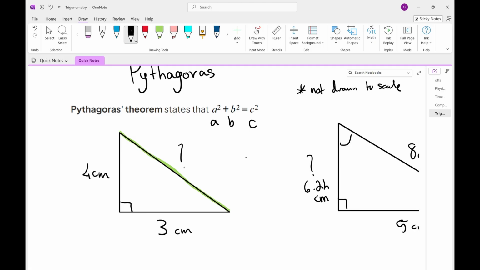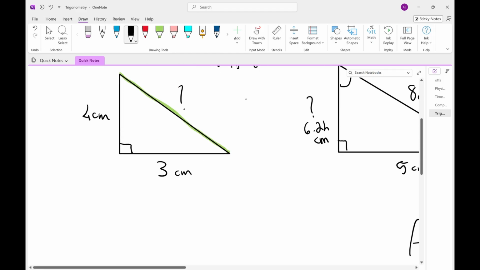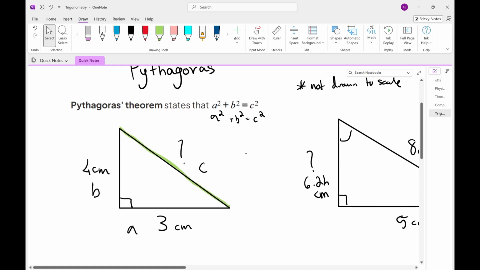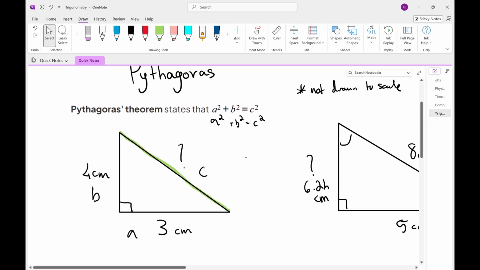And what our formula tells us is that a squared plus b squared equals c squared. So remember that this would be a or b, and then this is always c, and we always need to get this right to be able to do the Pythagoras theorem.